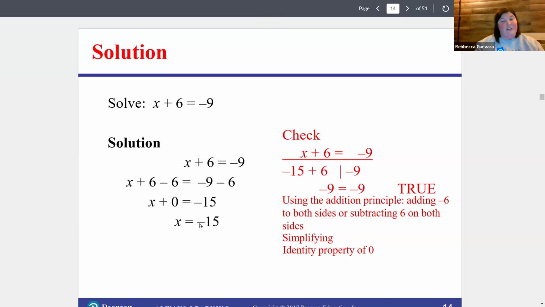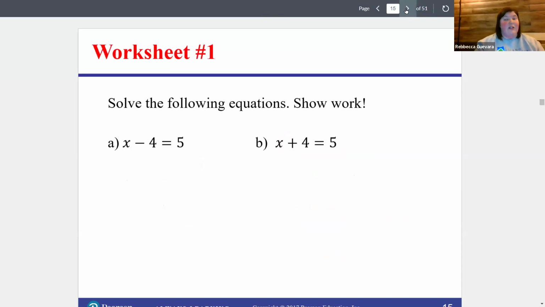Technically, once I find my solution, I should check it. So the original equation was x plus 6 equals -9, which means I should put that -15 back in to see if it's actually true. Just a way to check to make sure we did it correctly. So on your worksheet, this should be a new worksheet because this is a whole new unit. You should have the number 1, you should have these two equations on there. So pause this for a second and work on those two equations, and then we'll come back and solve them.